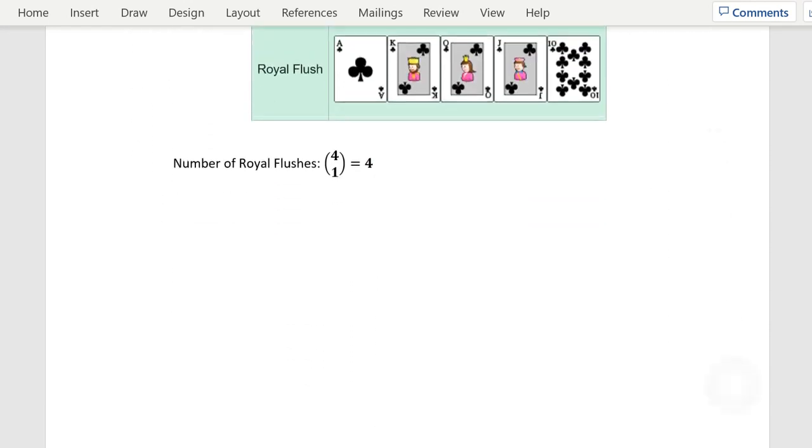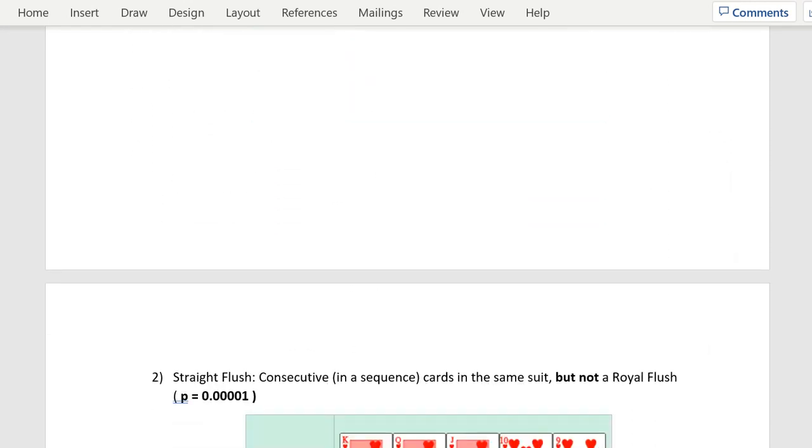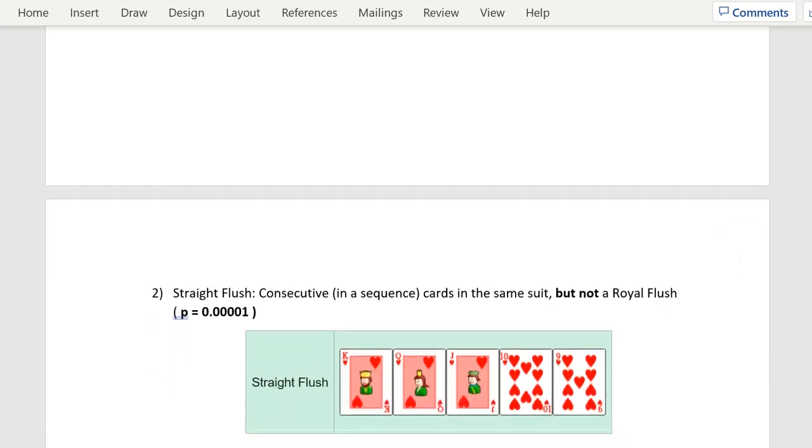Now let's take a look at the next one. The next categorization is a straight flush. This is the second most valuable dealt hand in the game of poker. A straight flush is when you have 5 consecutive cards, or in a sequence, that are in the same suit, but they cannot be a royal flush. So in other words, there's no ace after the king here. So we're excluding a royal flush. So how many of these are there?